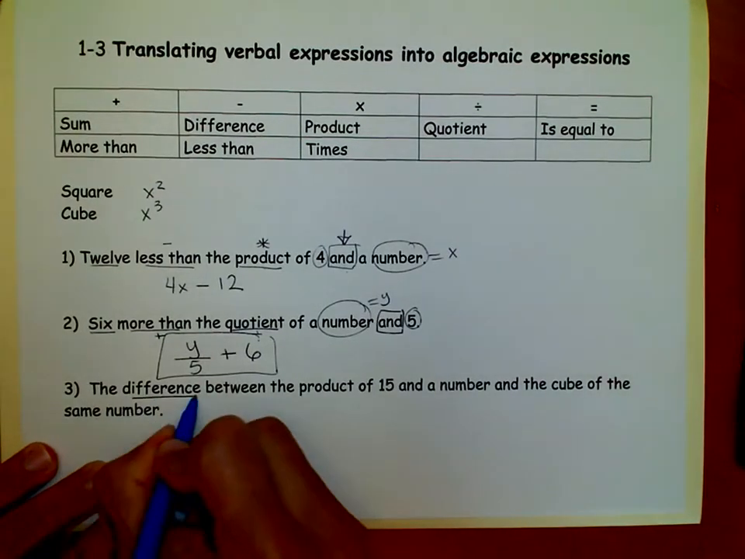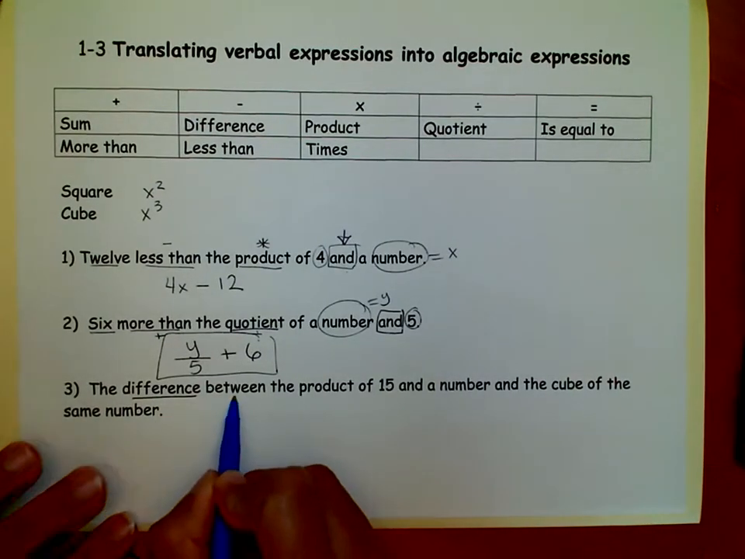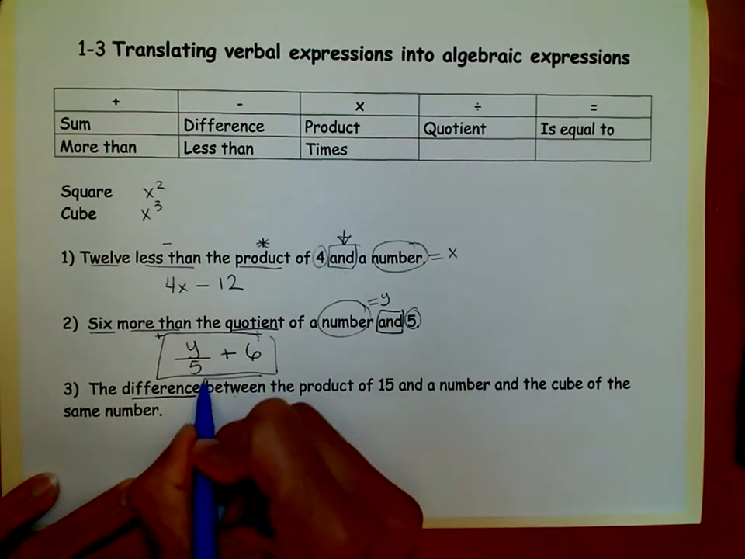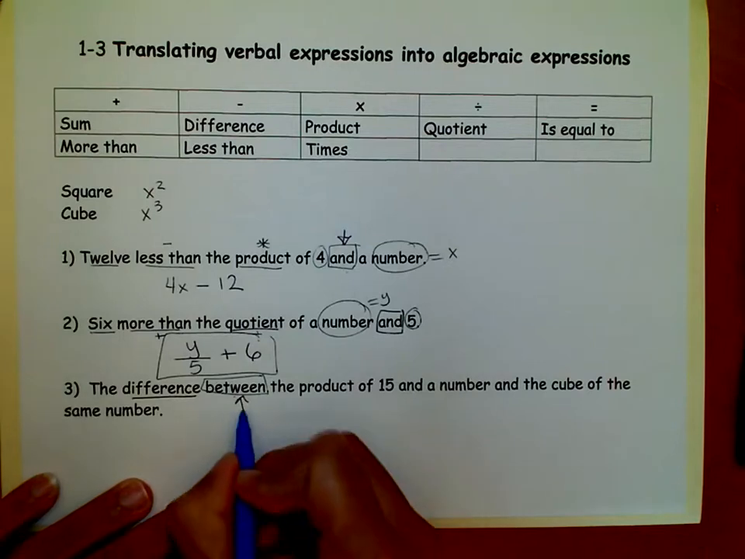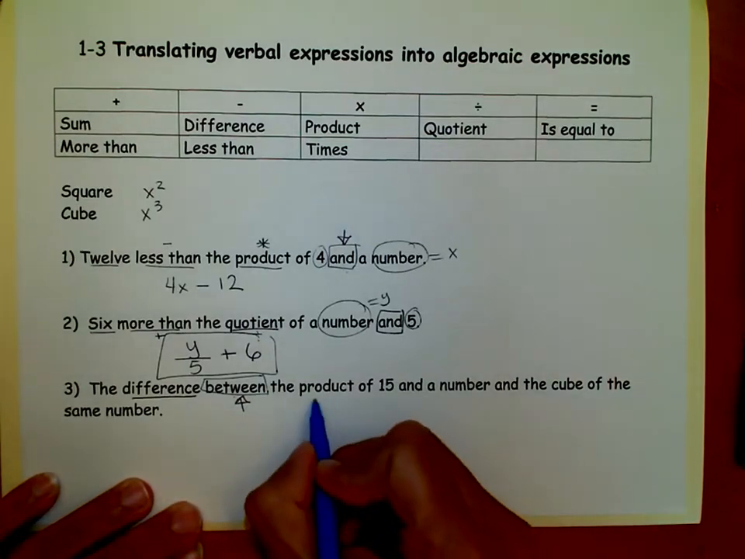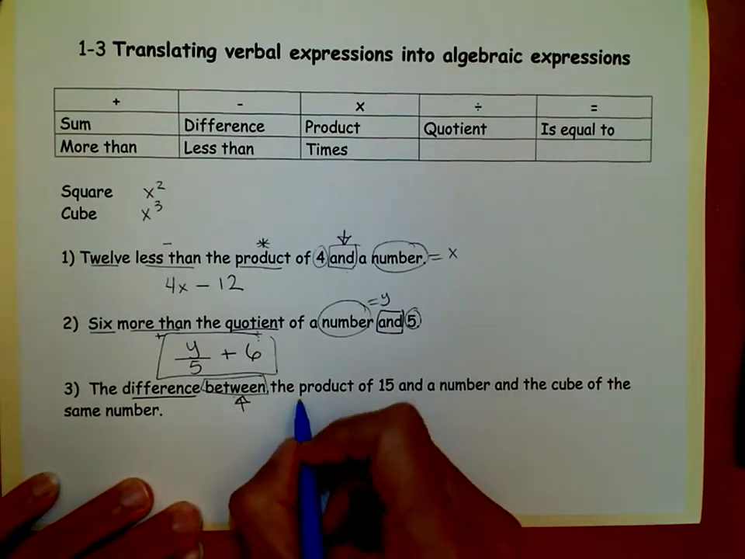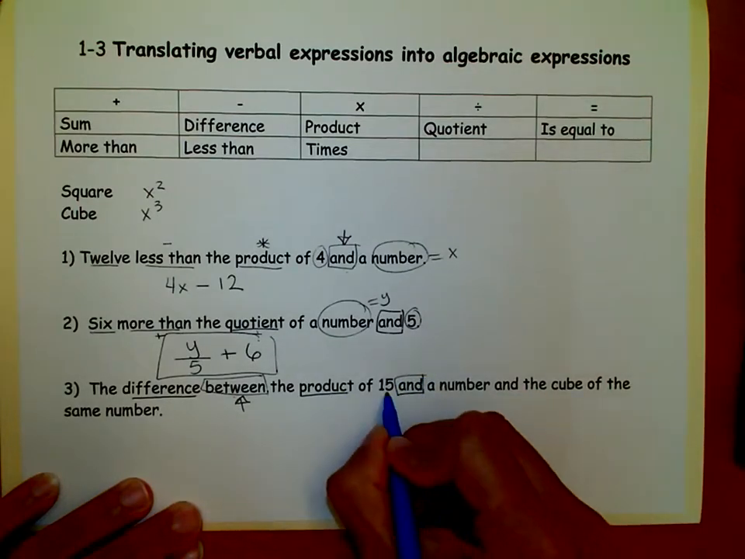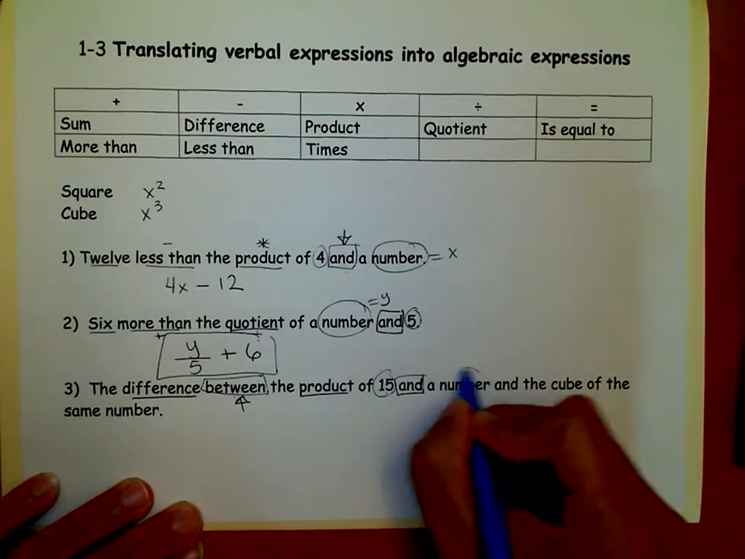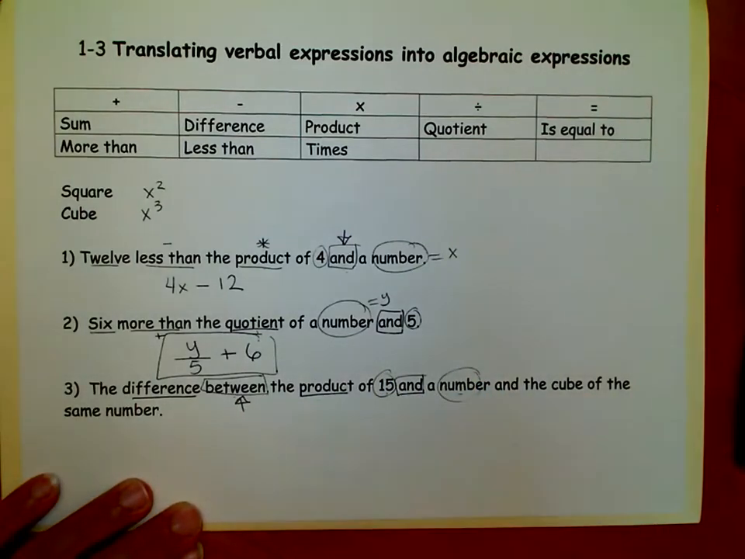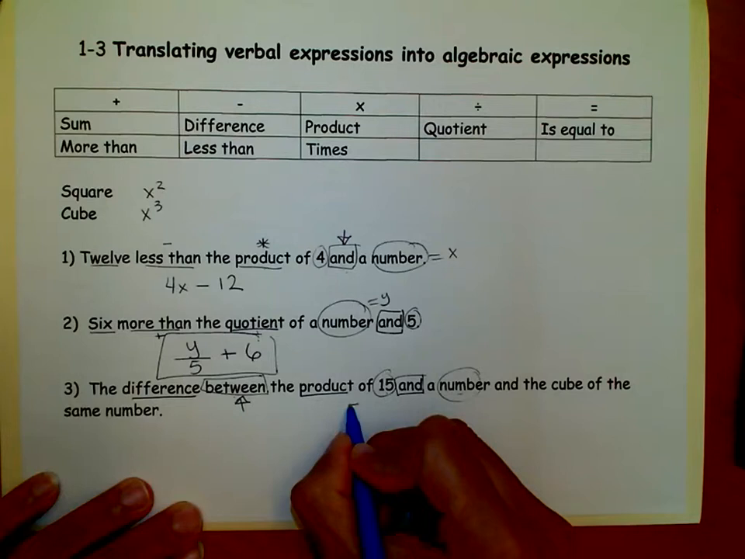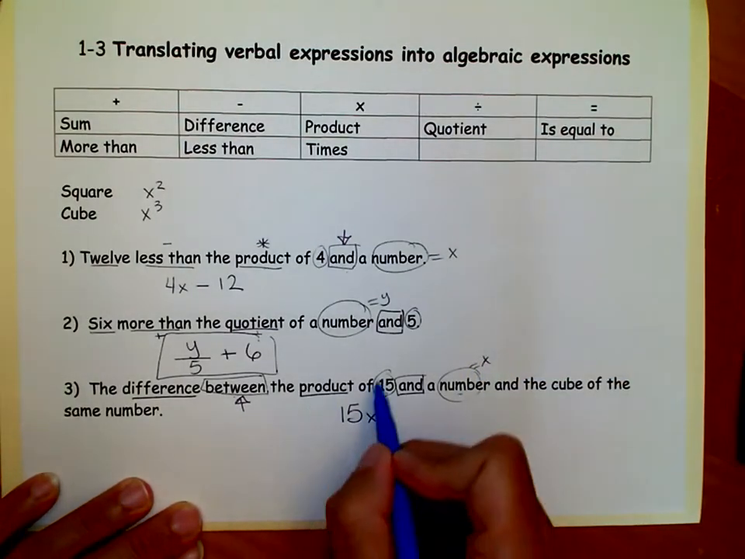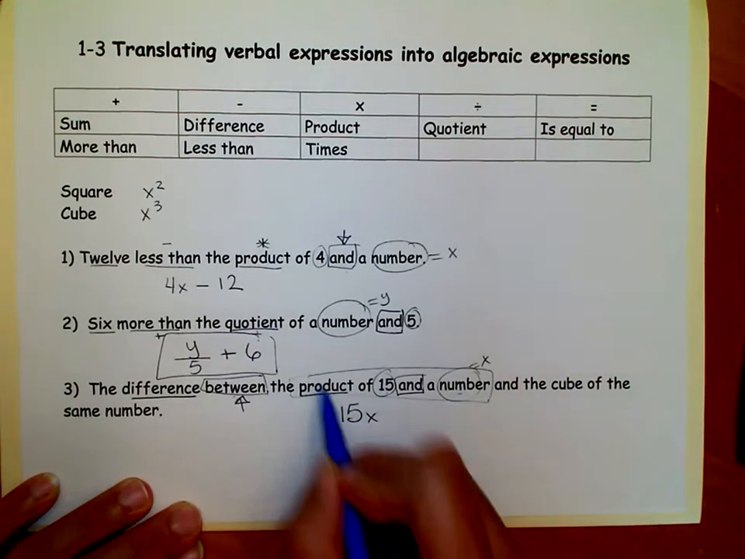Okay, so keywords, the difference between. So I'm subtracting. This is between, it's kind of like that and was earlier, so that's important. It's going to now tell me the two things. The difference between the product, here's my product again, here's the and again. So the product of 15 and a number. Let's do that part first. The product of 15 and a number means 15x. We call our number x. So this whole thing now is 15x.